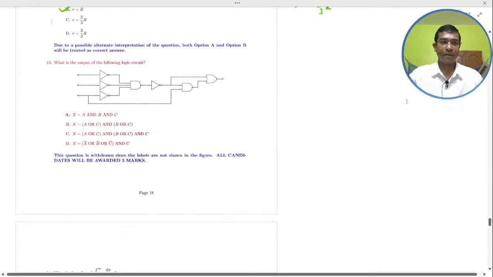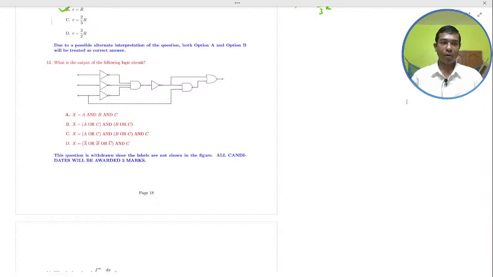Question number 13. What is the output of the following logic circuit? This question is withdrawn since the labels are not shown in the figure. All candidates will be awarded plus 3 marks, because no figure or notation is given. So this is withdrawn from the question, and we do not solve it here.